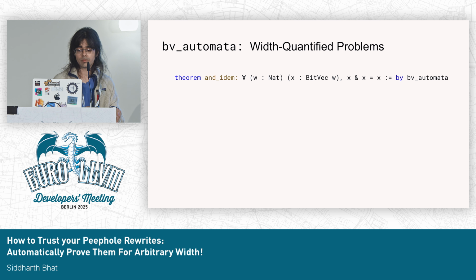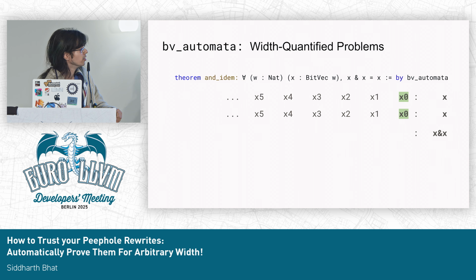We're trying to prove that the bitwise AND operation is idempotent. So we're trying to say that for all bit widths, and importantly, for all bit vectors of that width, if you take x AND x, you get x. So we know this is true. And so how do we know this is true?